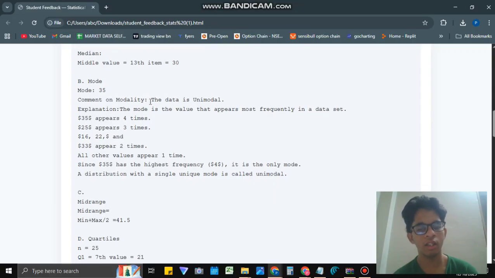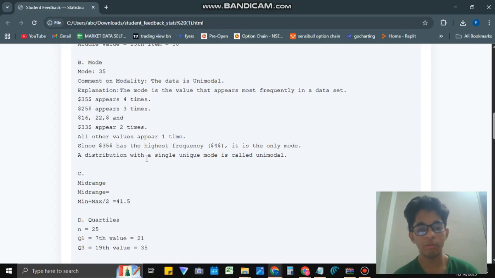Mode is the most frequently occurring value in the data set. 35 appears 4 times, 25 appears 3 times, and so on. We have calculated for each one, and in conclusion 35 occurs the most times, so it is the mode. Speaking of modality, the data is unimodal. A distribution with a single unique mode is called unimodal, and here that mode is 35.